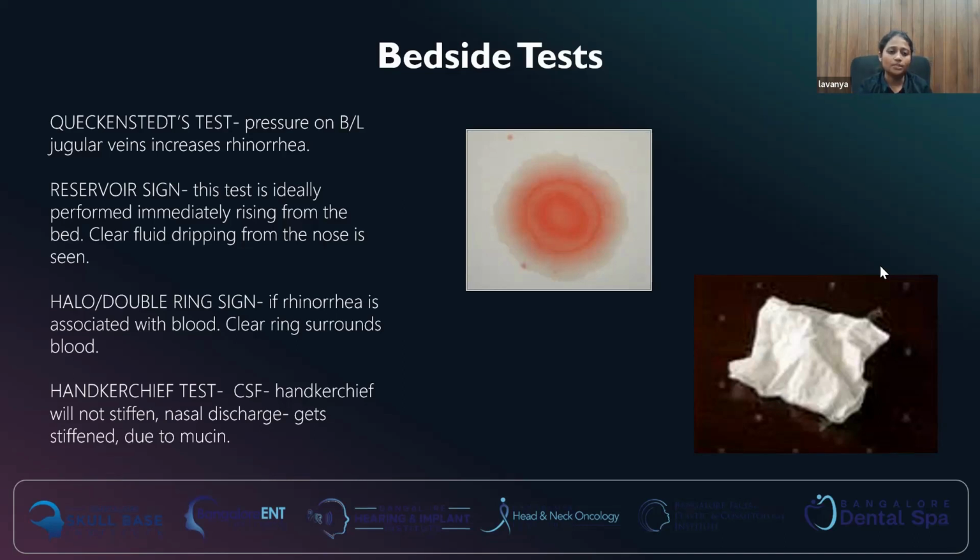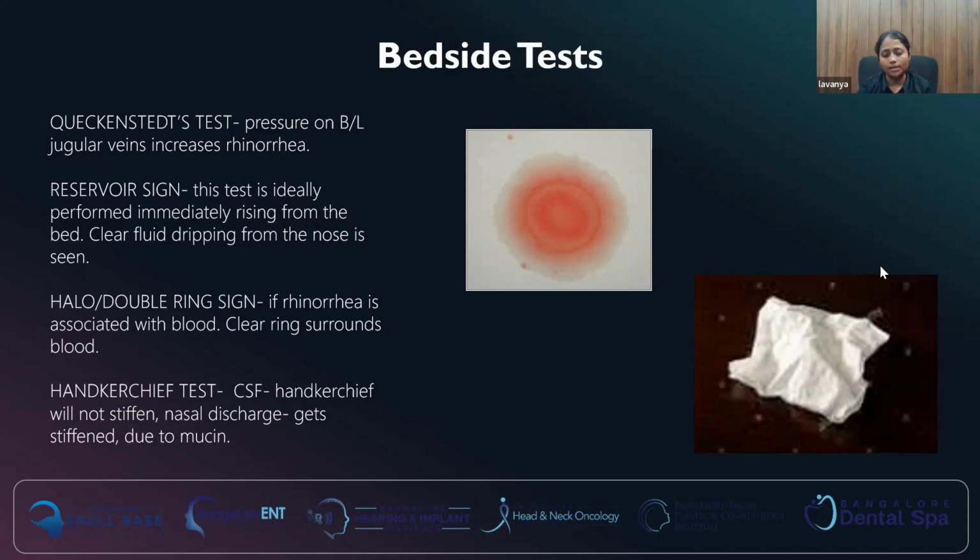The halo or double ring sign is a similar procedure where we ask the patient to bend forward and collect the CSF leak into tissue paper. If there is blood involved, there will be blood at the center and around it a clear ring of fluid surrounds. This is known as the halo or the double ring sign.